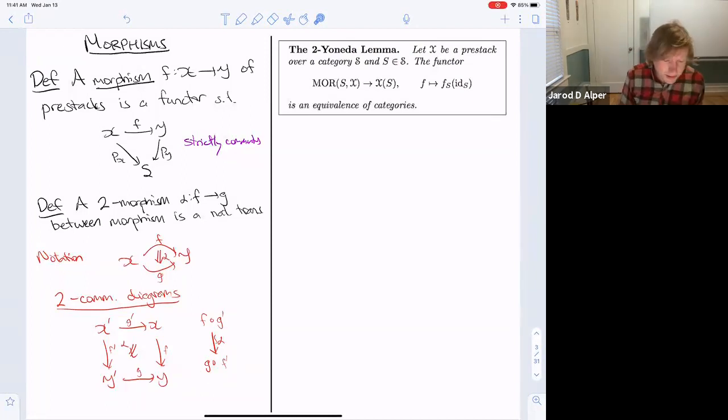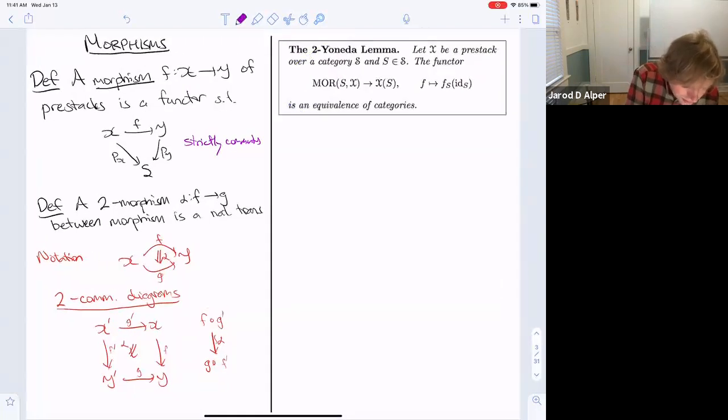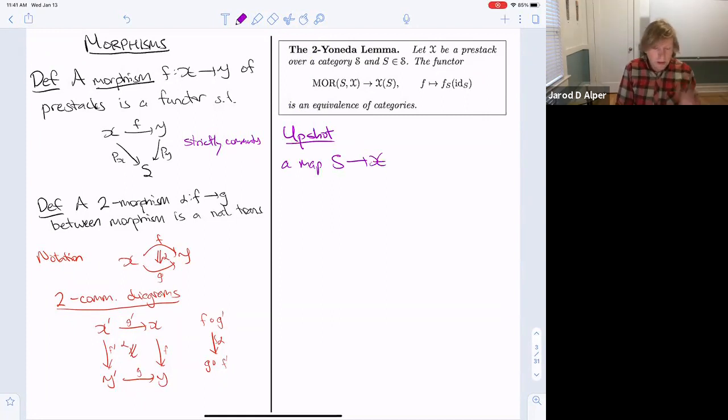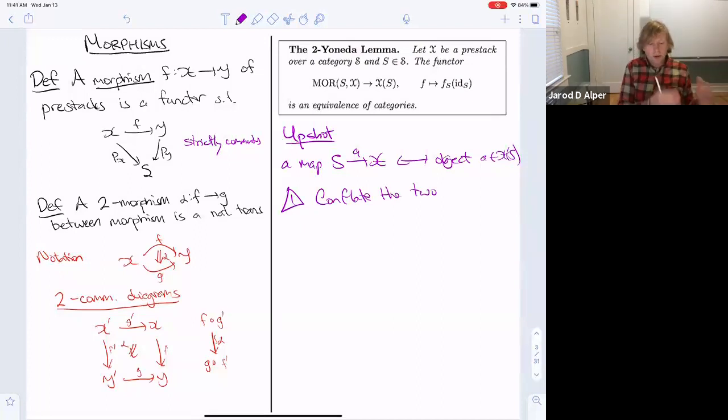Right, and the last thing I'd like to summarize is that we have the two Yoneda lemma for pre-stacks, which is this assertion I summarized here. And maybe the important consequence, the upshot, is that a map from a scheme S, or I guess an arbitrary category S, is the same data as an object A in X of S. And as an abusive notation, we're going to conflate the two. So we'll often, without mentioning it, pass between a morphism from S to the pre-stack and an object over S.